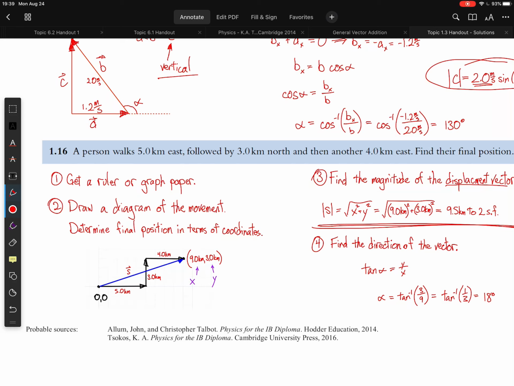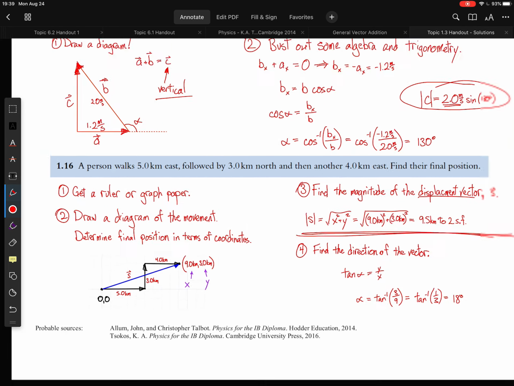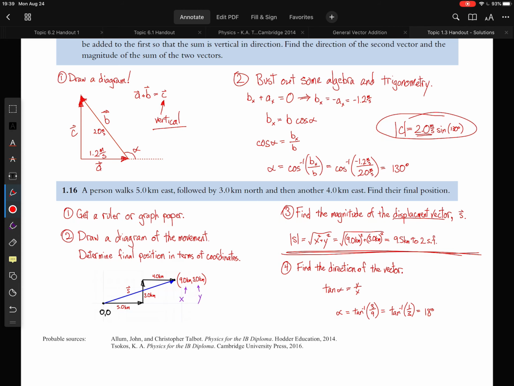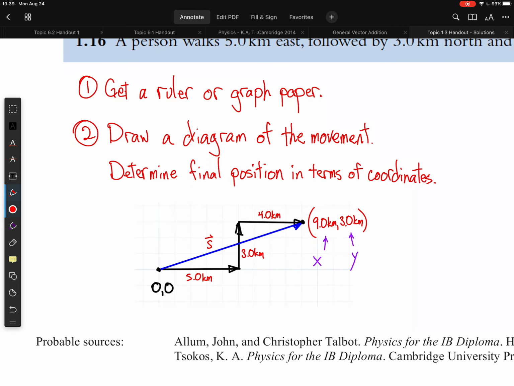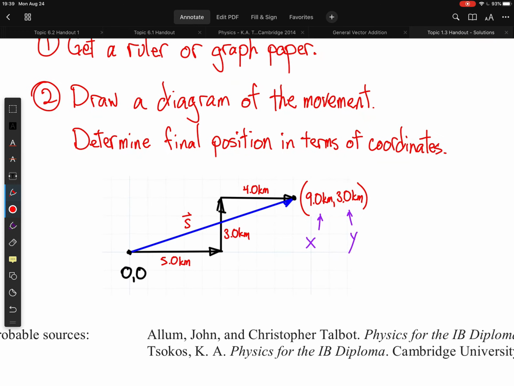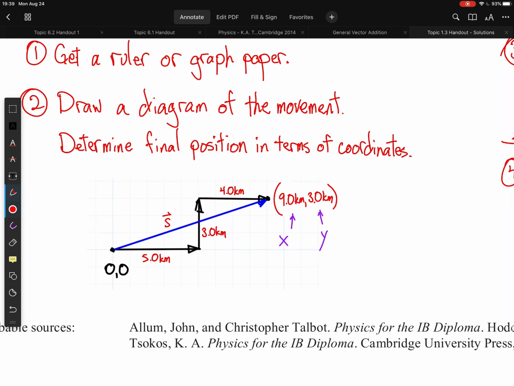Finally, 1.16. A person walks 5 kilometers east, followed by 3 kilometers north, and then another 4 kilometers east. Find their final position. You could do this with a ruler, or you could do it with graph paper. Either would be okay. And then what I recommend that you do is draw a diagram of the movement, and you will determine the final position then in terms of coordinates.